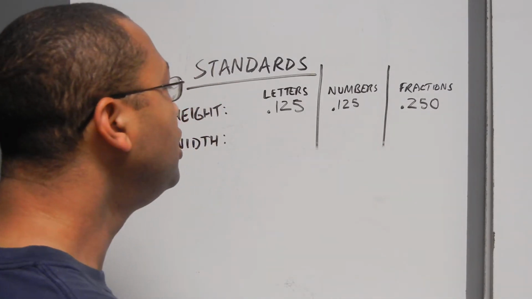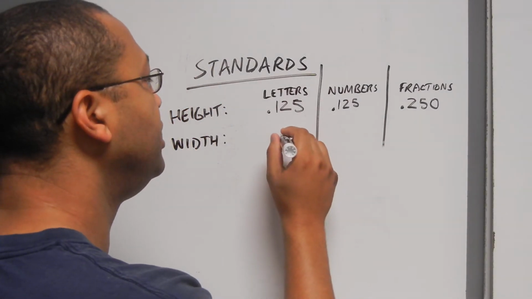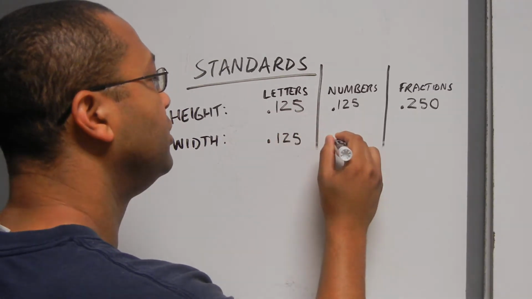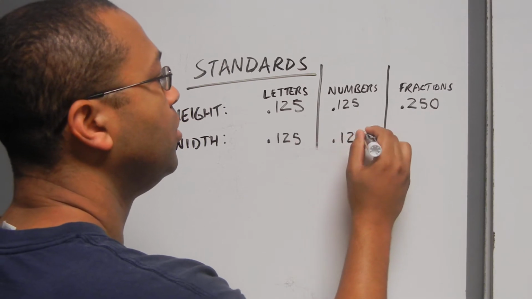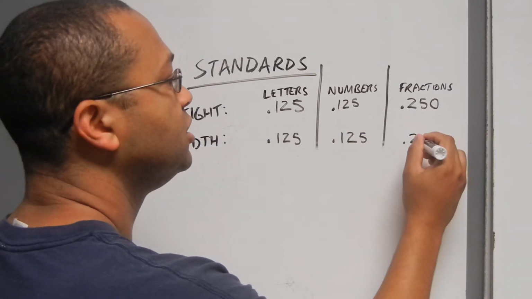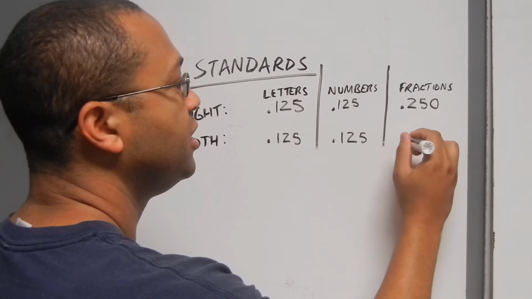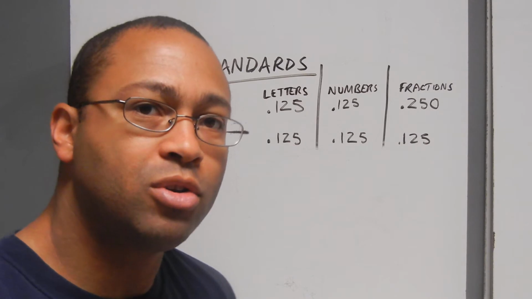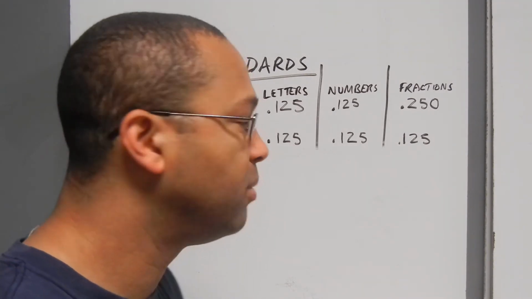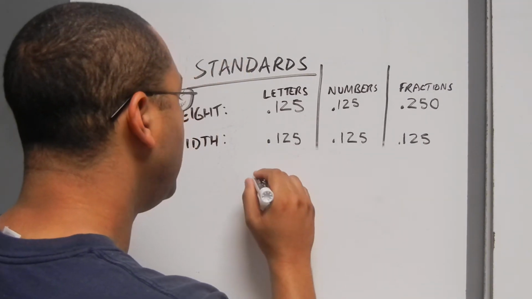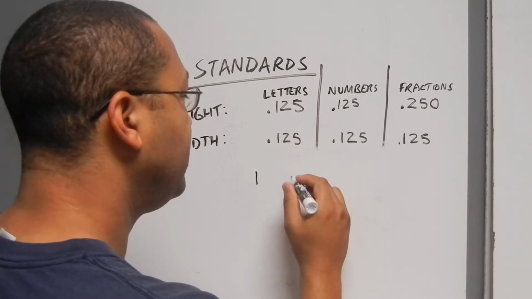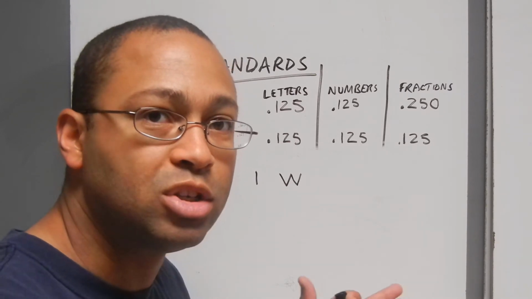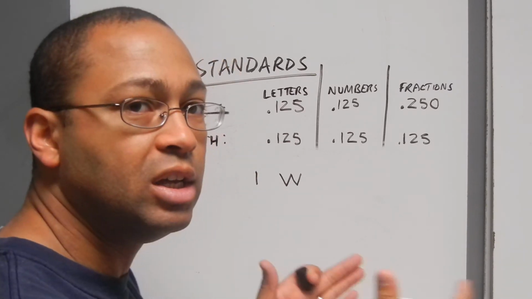So the width of your letters, they should also be 0.125. Of your numbers, 0.125. Your fractions, 0.125. Let me draw a couple of them just so you can get an idea of what I'm talking about. So, letters. You have letters like I and W, which are the only ones that are not 1/8 of an inch in width. Everything else is the same.